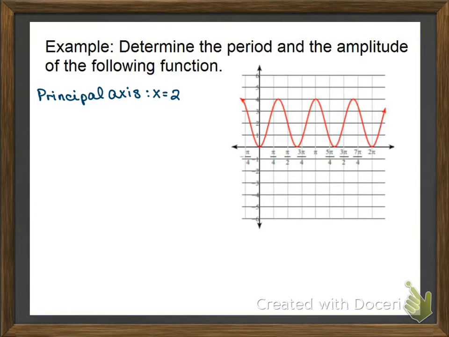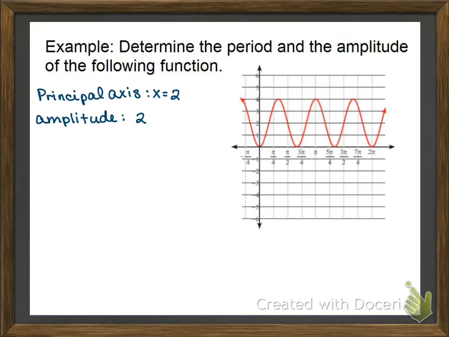So here you can see it's oscillating. No, it shouldn't say x equals 2. That should be y equals 2. It's oscillating at y equals 2. That's where you can essentially cut it in half. So from y equals 2 to the max where it's 4, that's a distance of 2. So your amplitude in this case is going to be 2.